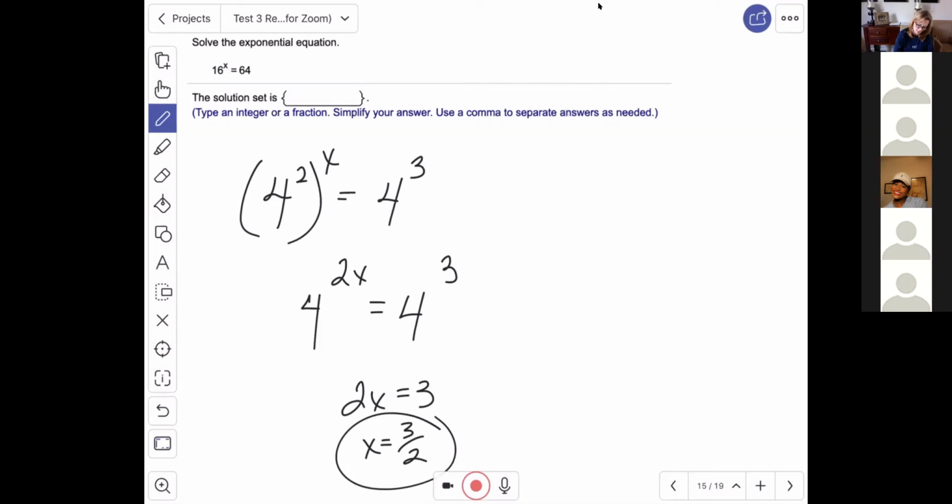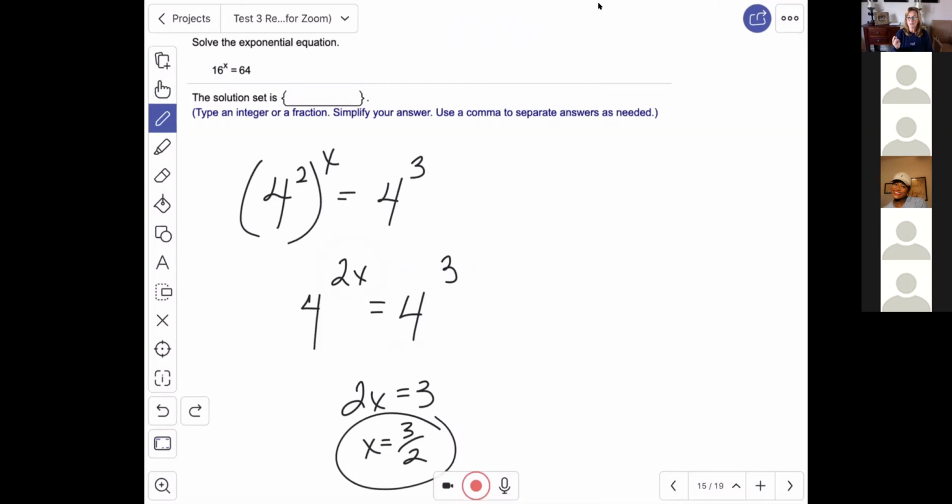So that's a nice quick one. Once again, if you have the same bases right there, then you can just set those equal. Okay, 2x equals 3. That probably made it look weird. Yeah, I'll get rid of that. Okay, so there you go.